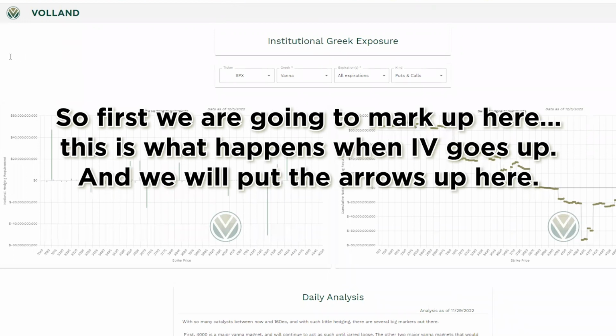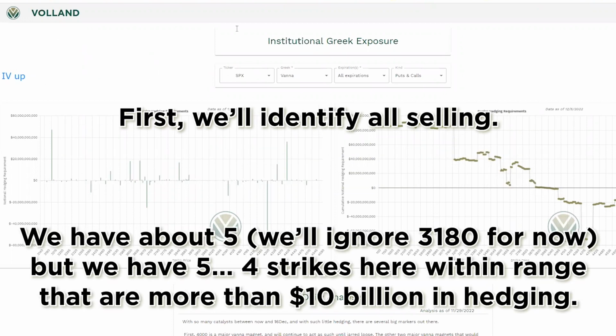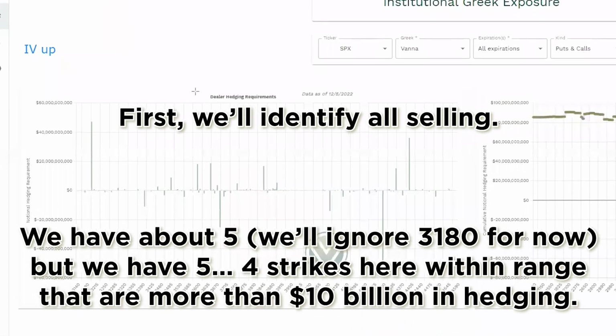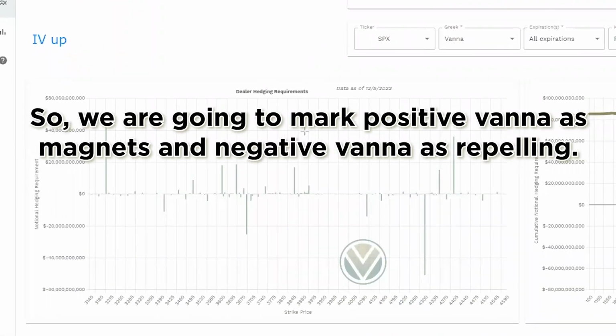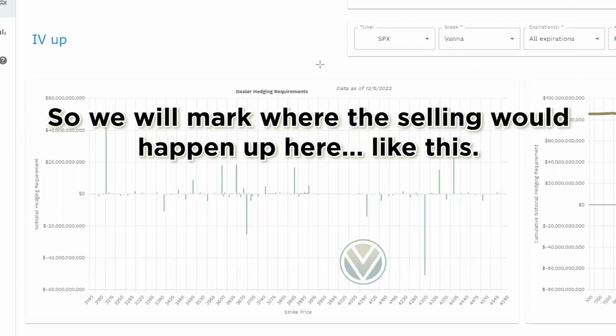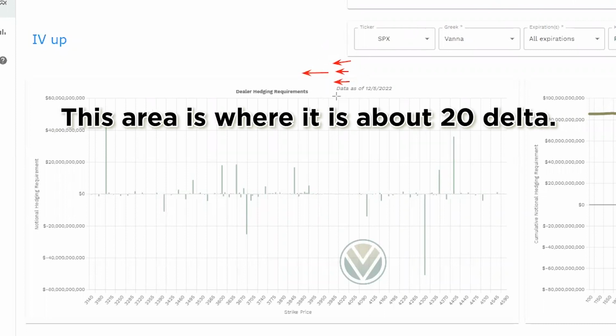So first, we are going to mark up here. This is what happens when IV goes up, and we will put the arrows up here. First, we'll identify all selling. We have about 5. We'll ignore this 3180 for now. But we have about 4 strikes here within range that are more than 10 billion in hedging. So we're going to mark positive Vanna as magnets and negative Vanna as repelling. So we will mark where the selling would happen up here, like this. This area is where it is about 20 delta.